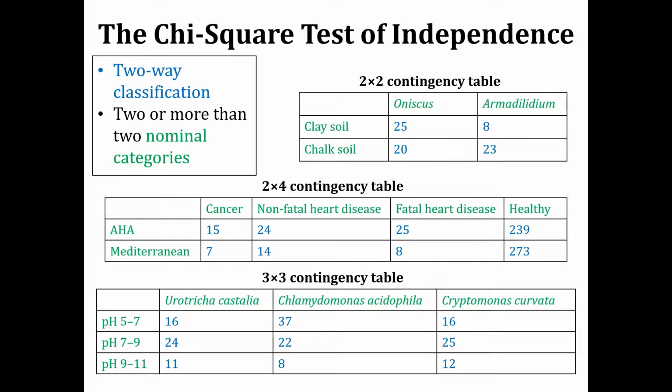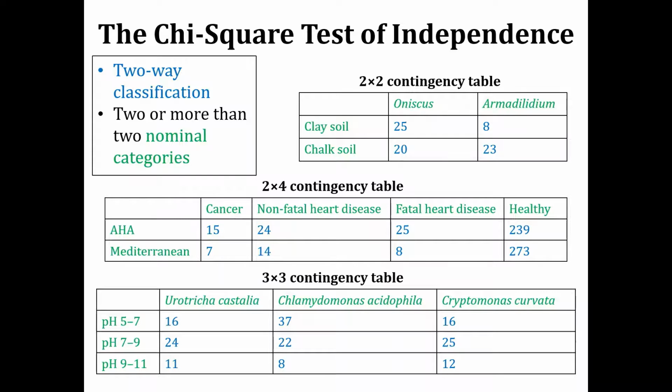So 16 here represents the number of Eurotricha castalia in the pH of 5 to 7. 24 is the number of Eurotricha castalia in the pH of 7 to 9, and 11 is the number of Eurotricha castalia in the pH of 9 to 11. And then 37 is the number of Chlamydomonas acidophila in the pH of 5 to 7. 22 is the number of Chlamydomonas acidophila in the pH of 7 to 9. And 8 is the number of Chlamydomonas acidophila in the pH of 9 to 11.